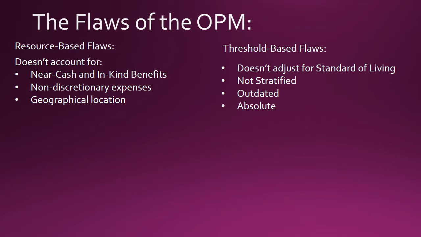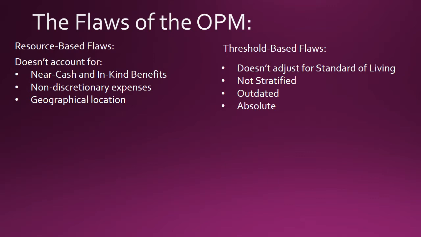Molly Orshansky's Thrifty Food Basket was assembled in the 1960s. However, tests today show that the food only uses about 1/6 of a family's income. Therefore, we should be multiplying the food basket by 6, not by 3. All in all, the copious flaws apparent with the OPM make it a drastically inappropriate measurement for poverty.